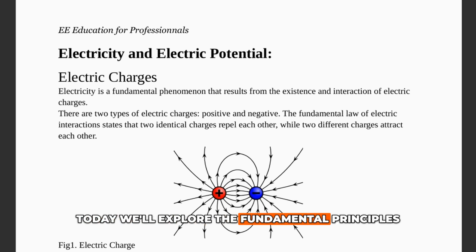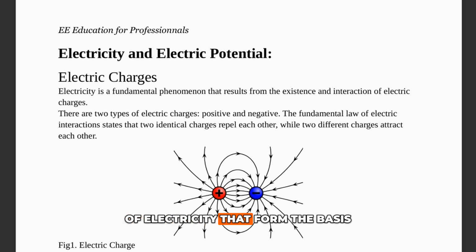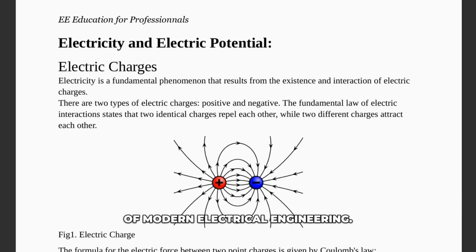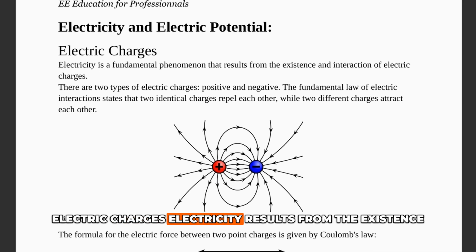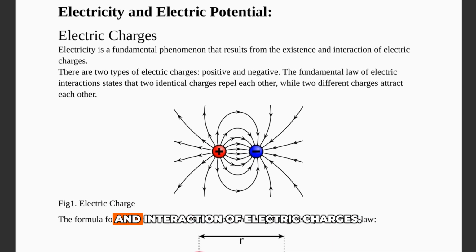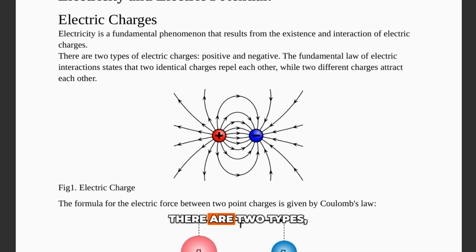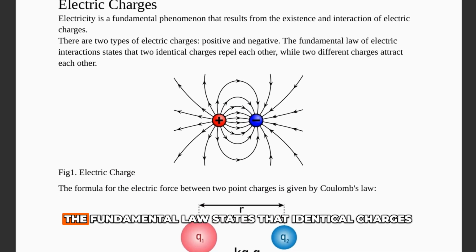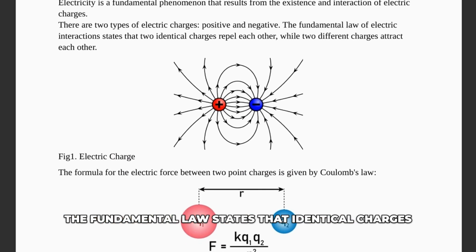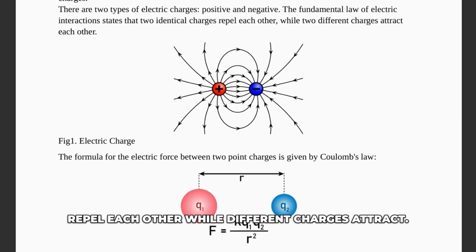Today we'll explore the fundamental principles of electricity that form the basis of modern electrical engineering. Electric charges. Electricity results from the existence and interaction of electric charges. There are two types, positive and negative. The fundamental law states that identical charges repel each other while different charges attract.